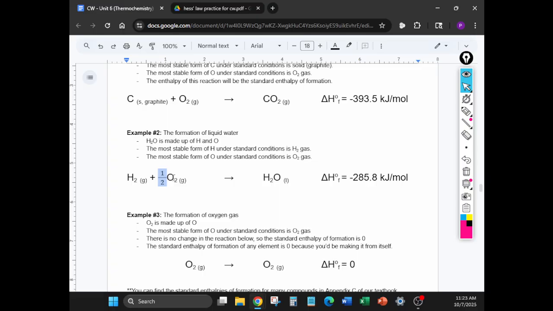So there are times you will have to use fractions for your coefficients, because the elemental form of oxygen is O2 and you only need half of that. You only need 1 oxygen, so we put a half in front of O2. So just a heads up about that. You will have fractions for your coefficients for enthalpy of formation.